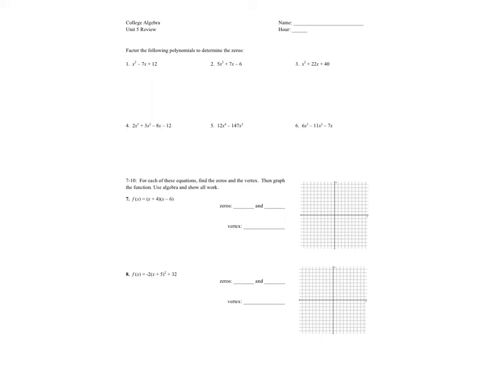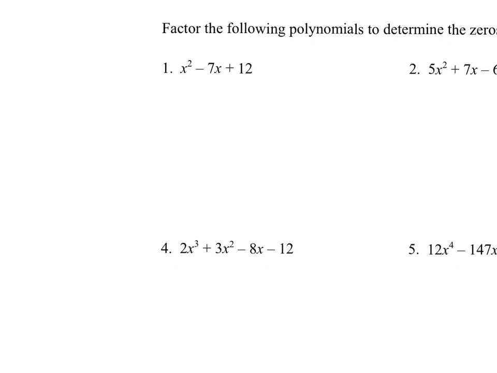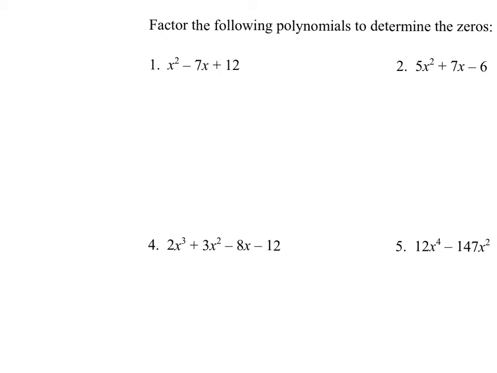So here's the day 14 review answer key. Let's start with number 1. It says factor each of the following polynomials to determine the zeros. So we're going to factor this one.